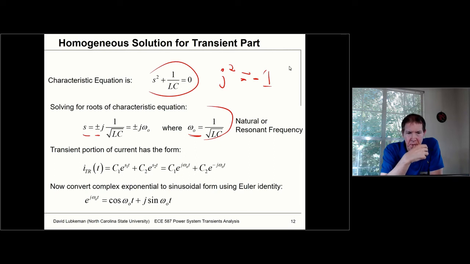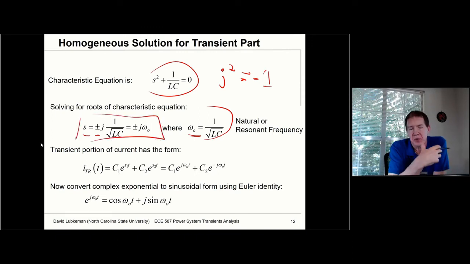So anyway, we've got this particular solution for the characteristic equation, and now we need to figure out what the transient form of the current is. In this case, since we have two roots, we're going to have a solution of the form where one term is e to the s1 t, and another term is e to the s2 times t.